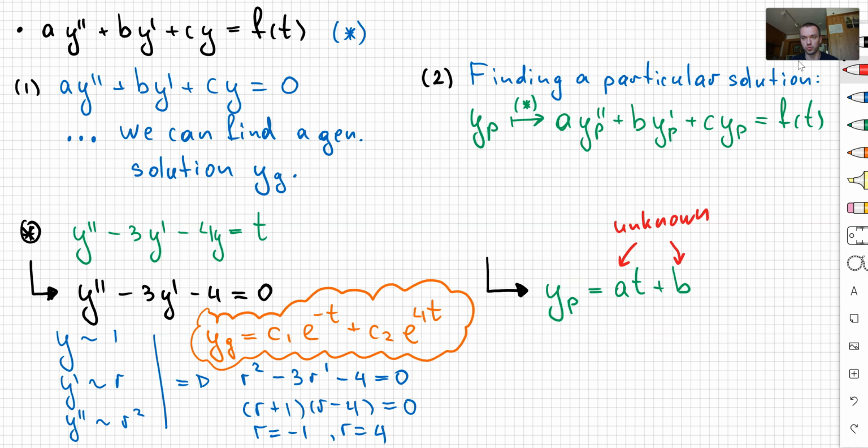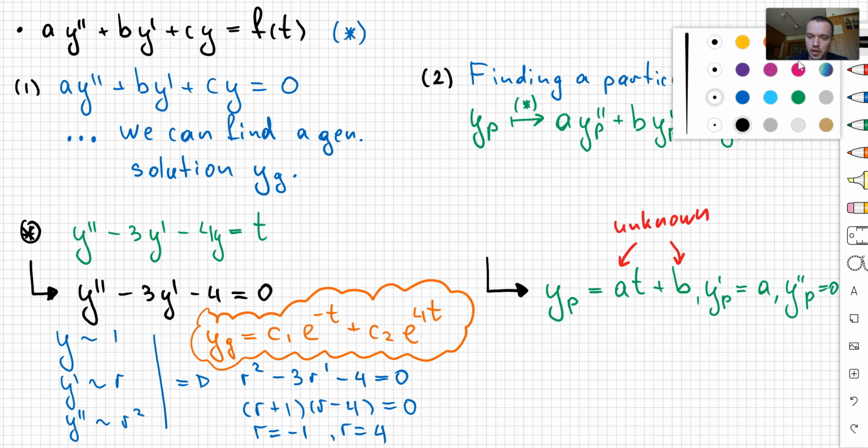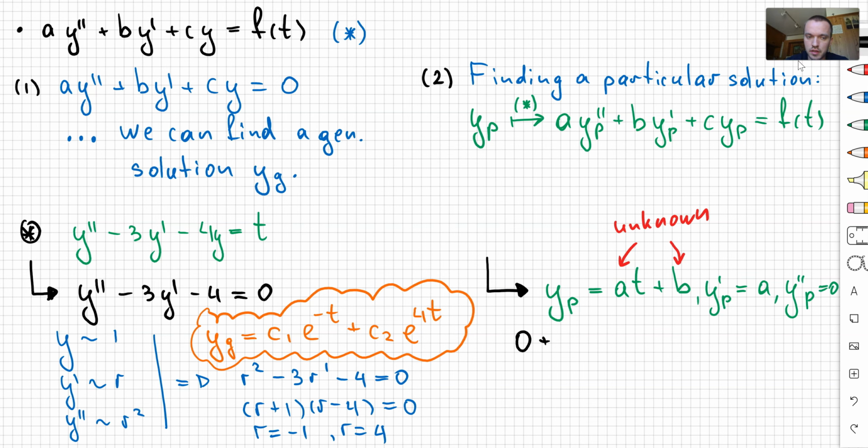But as soon as we plug in the differential equation, we can solve for them and figure out what they are. So for that, let's find y prime. y prime particular is going to be equal to a, and you can see y double prime particular is going to be equal to 0. So what am I going to obtain? I'm going to obtain 0 plus minus 3 times y prime particular minus 4 y particular is going to be equal to t.